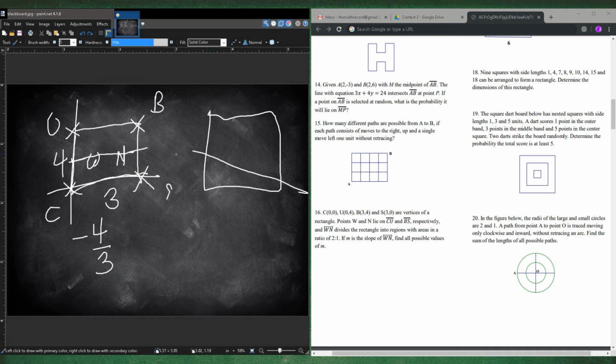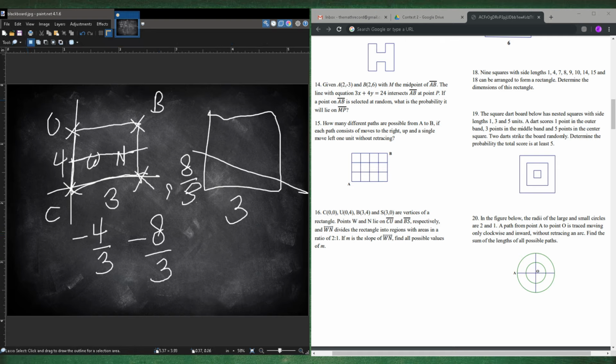Now we need to find, basically, if it's an area of, this is 8 and this is 4, right? So if this is 3, that means this has to be 8 over 3, which is 2 and 2/3, which works because it's less than 4. So this one is good too. So that's negative 8 over 3. So that covers that kind of graph.